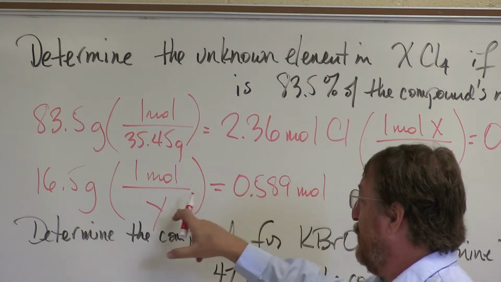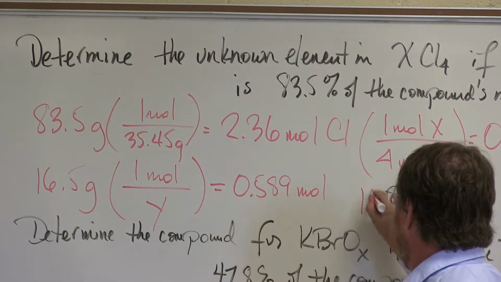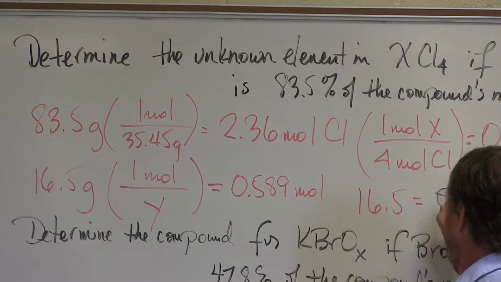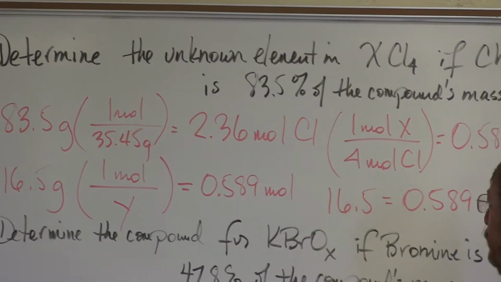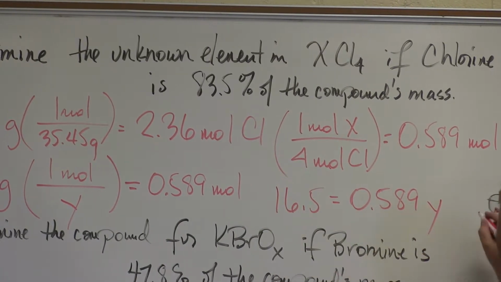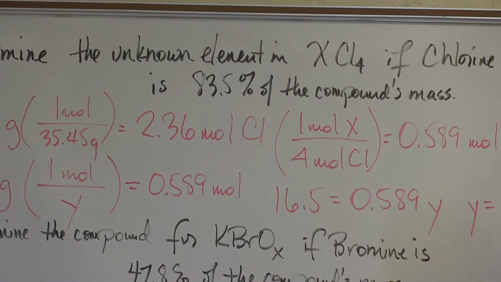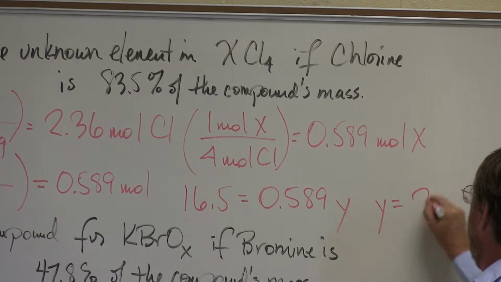Well, now I can multiply through by Y. I'll have 16.5 equals 0.589 Y. Divide by 0.589 and Y equals 28.02.